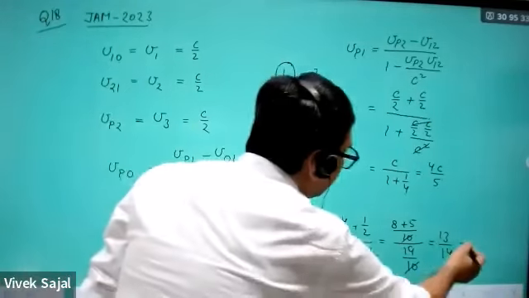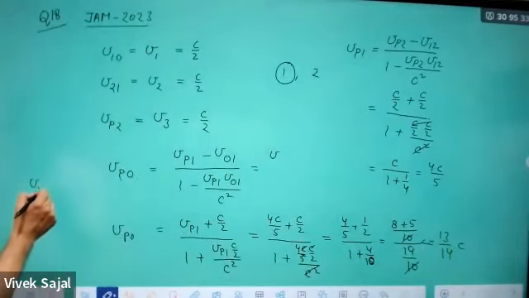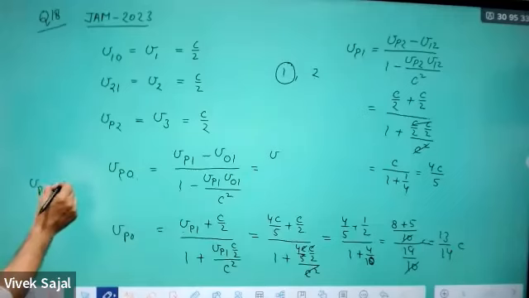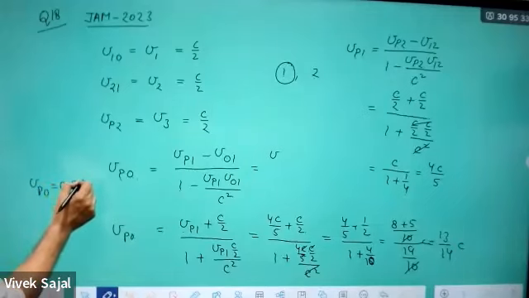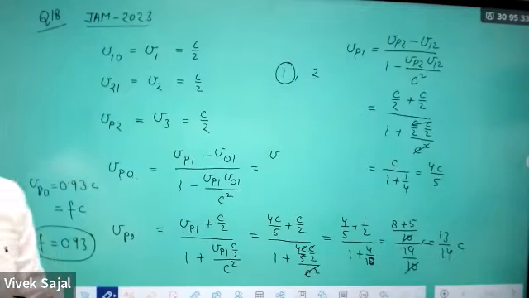This will be C also. So this will be VPO 0.93 C, and they have written it as FC. So what is F? F will be 0.93. Okay, this will be your answer. Okay, this will be the answer beta.